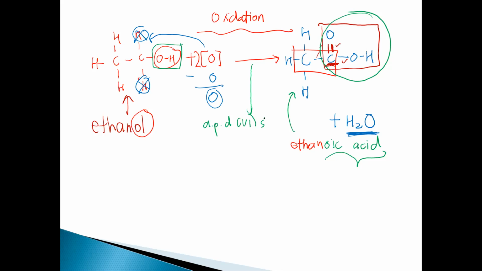If I don't use this, what can teacher use? Acidified potassium manganate 7 solution. You must remember 6 is for dichromate, 7 is for manganate. And you must have these 5 words. Okay, 1 for 5 and 5 for 1.